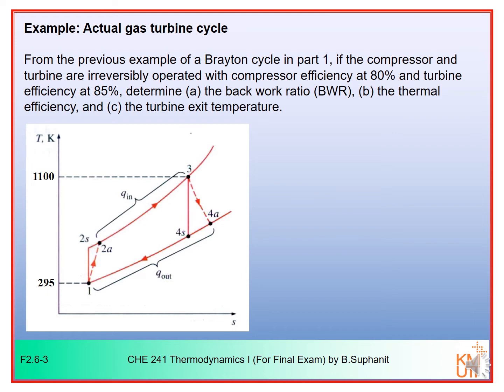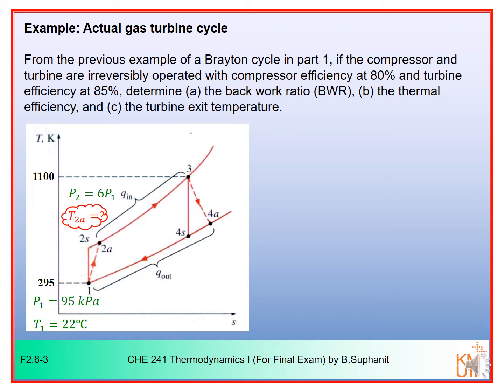You can see that the irreversibilities in this cycle occur in the compression and expansion processes as seen from the shape of the cycle on TS diagram. To solve this problem, let's identify what we have and what we want to determine first. At point 1, this state is well defined since both temperature and pressure are given. At point 2, only pressure is given, but the compressor exit temperature or T2A is not known.